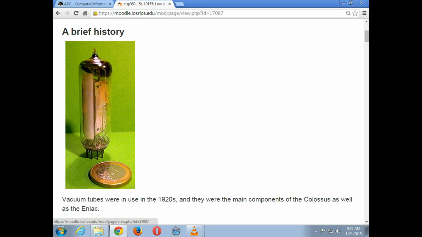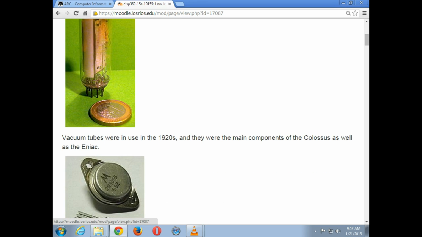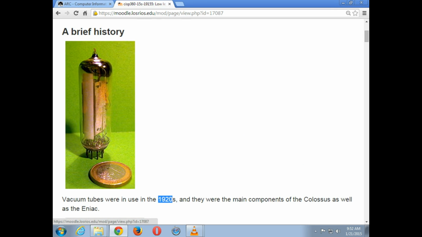And this is a euro coin, so that will give you the scale of this thing. It's a vacuum tube. Okay, and people used to make computers out of vacuum tubes. So vacuum tubes were in use in the 1920s. The Colossus computer that Alan Turing helped design also used only vacuum tubes as components.